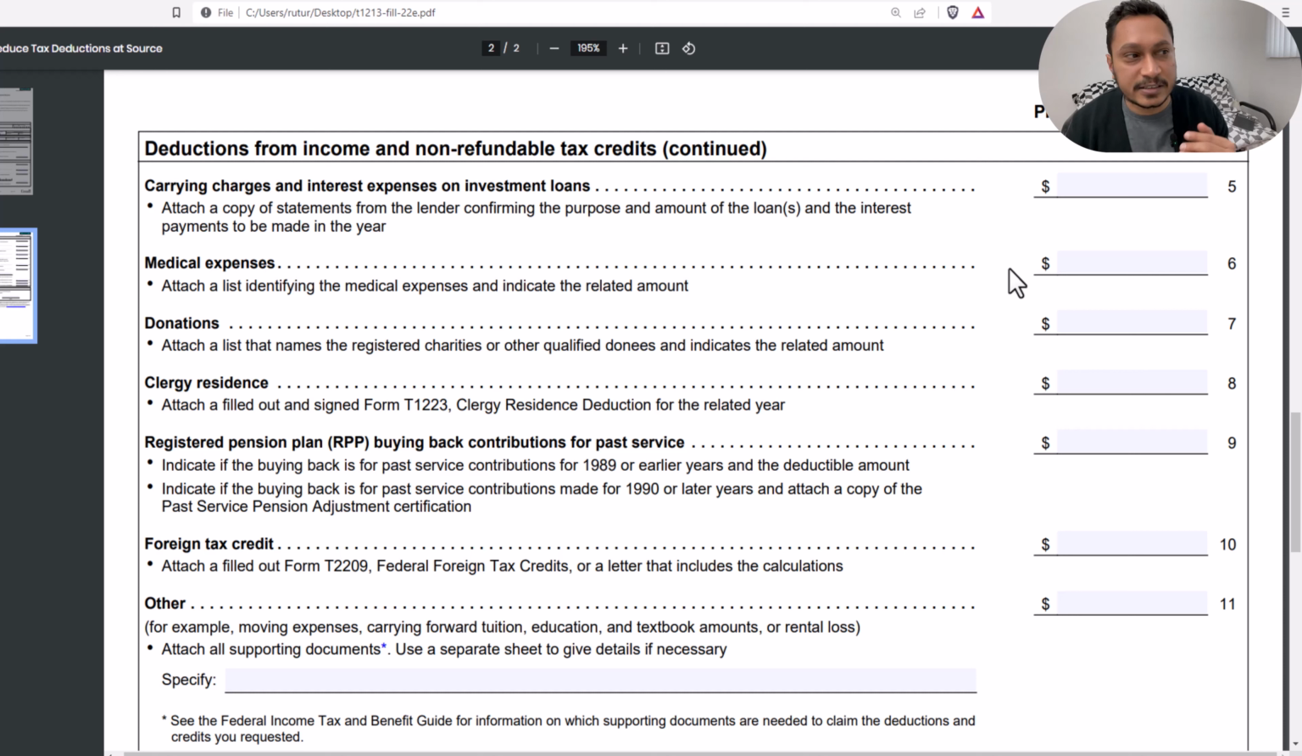If you have any interest loans, for example, you have taken your HELOC or home equity line of credit to make some investments or to do some renovations on your home, then that is something you would claim at the end of the year. You don't have to wait till the end of the year. Just claim it right here in the T1213 form for every Canadian.